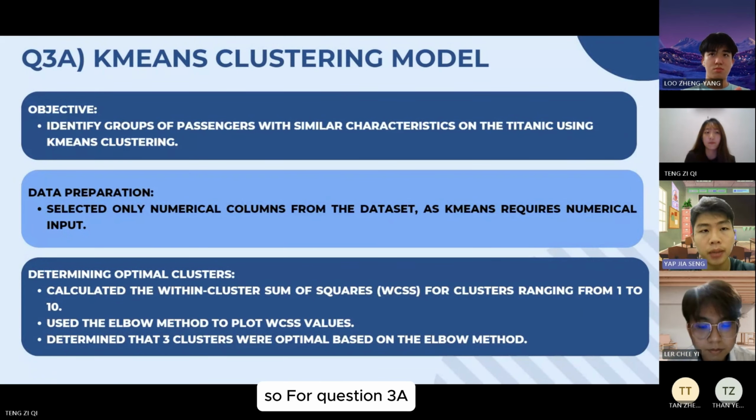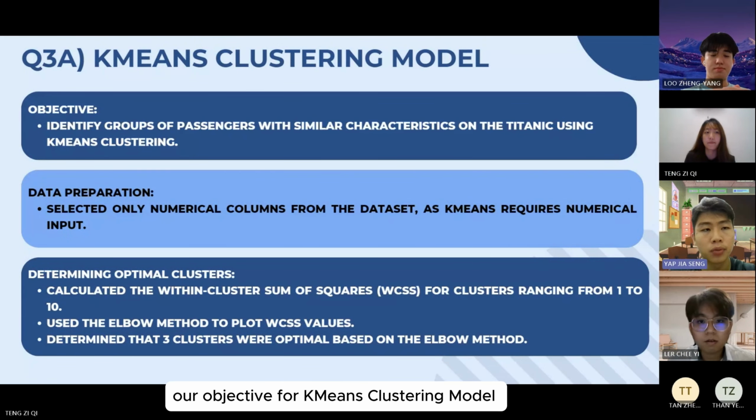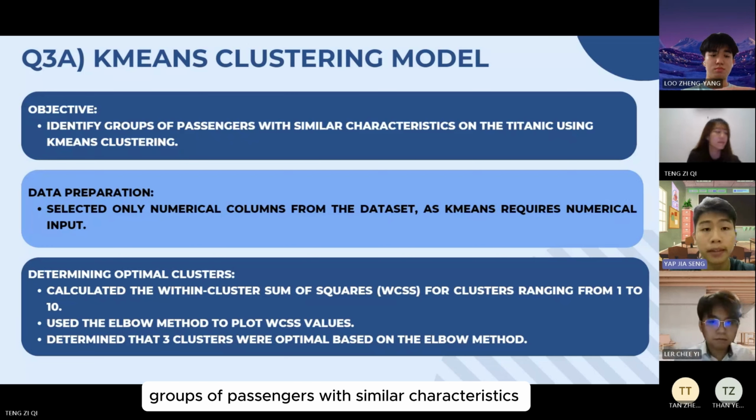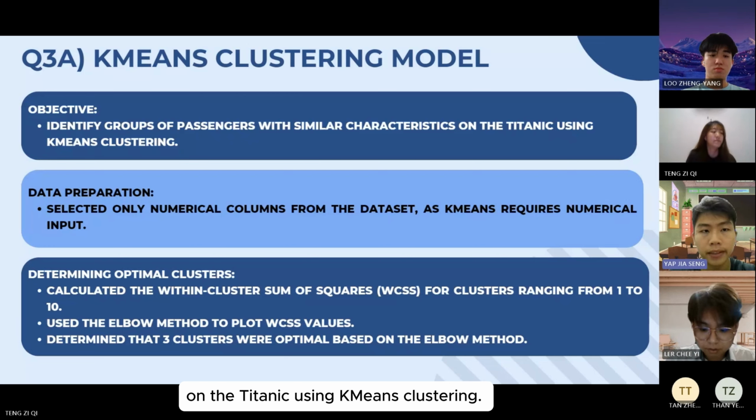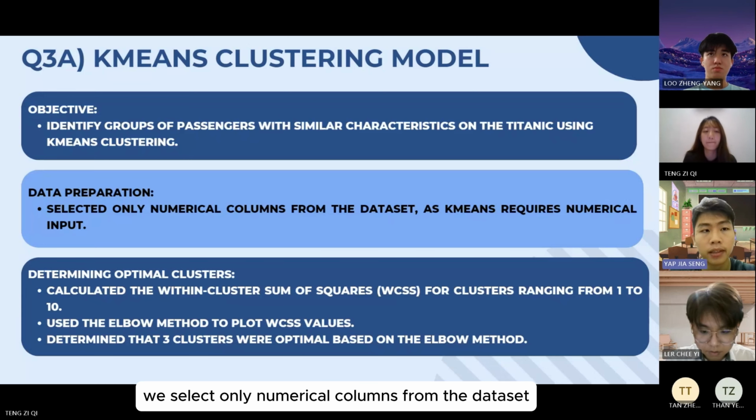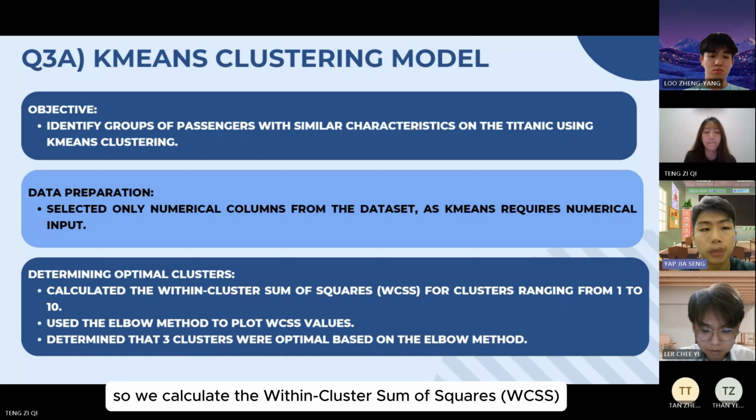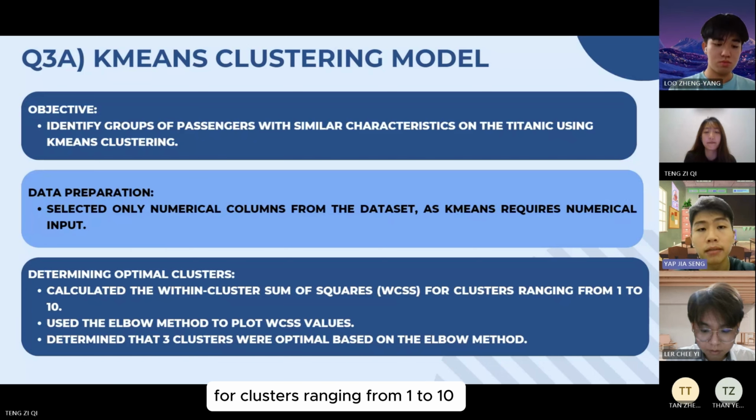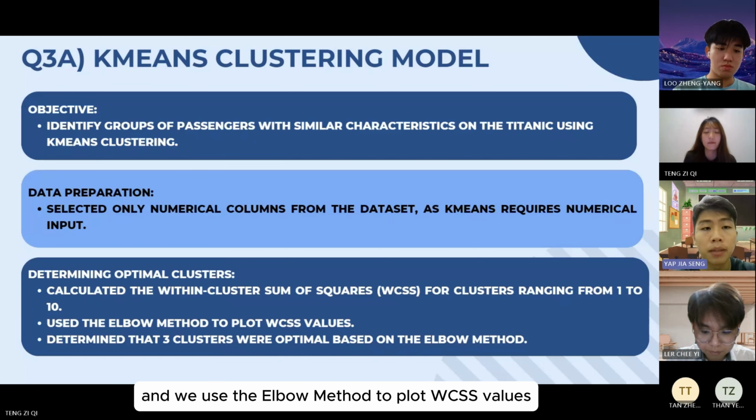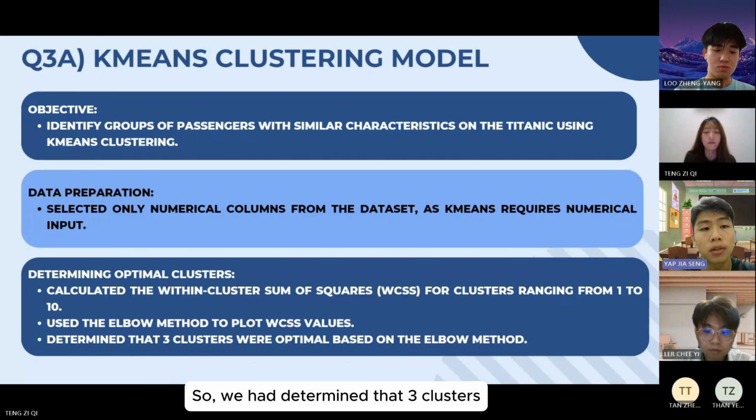So for question 3A, our objective for the K-means clustering model is to identify groups of passengers with similar characteristics on the Titanic using K-means clustering. First, we need to do data preparation. We select only numerical columns from the dataset as K-means requires numerical input. Second, we have to determine the optimal number of clusters, so we calculate the within-cluster sum of squares (WCSS) for clusters ranging from 1 to 10, and we use the elbow method to plot the WCSS values. So we have determined that 3 clusters were optimal based on the elbow method.